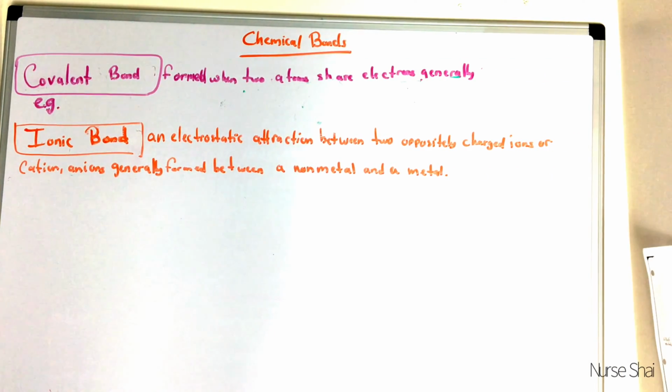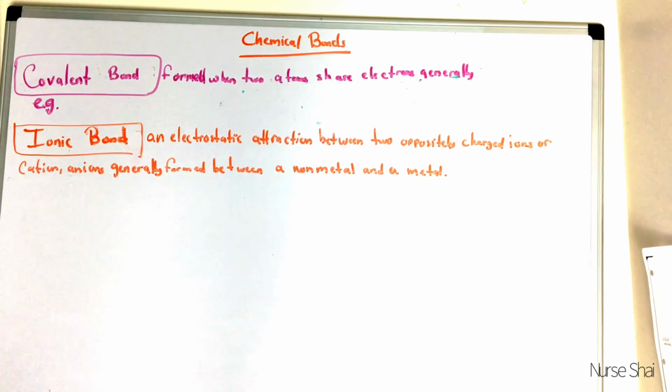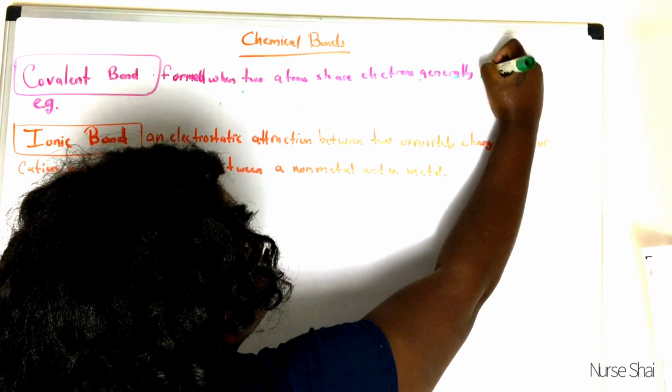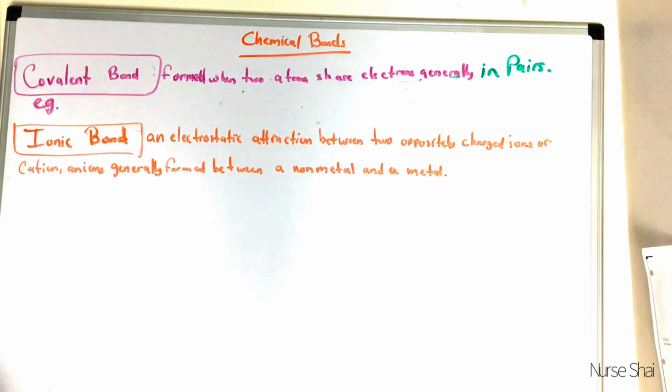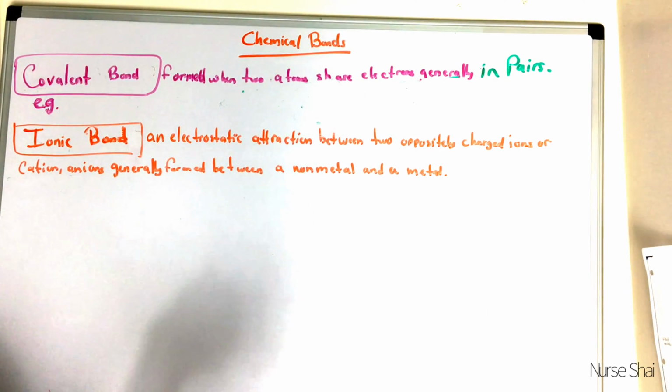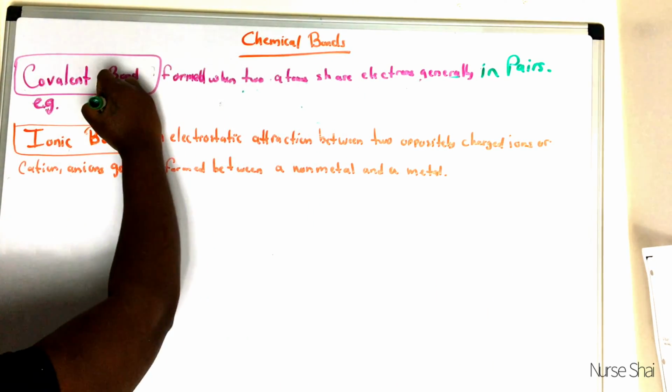All right, so chemical bonds. There's a covalent bond and there's an ionic bond. There's several different bonds. We'll go over all of them shortly. But for now, let's go over covalent bonds. Covalent bonds are formed when 2 atoms share electrons. They're generally in pairs. That's the key word there, guys. So an example of a covalent bond would be H2O.